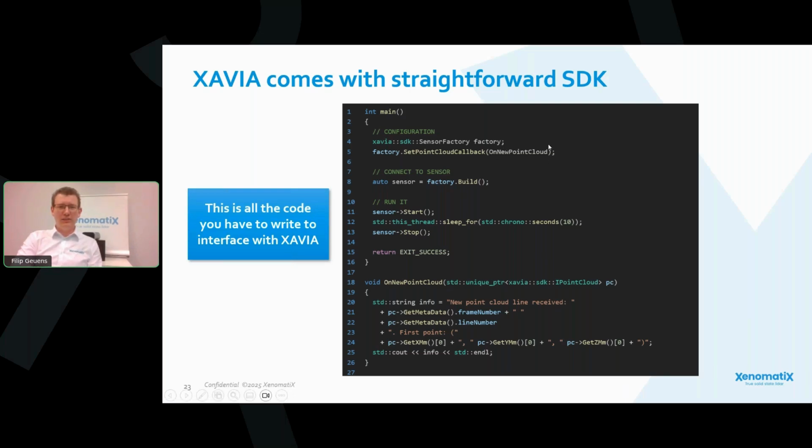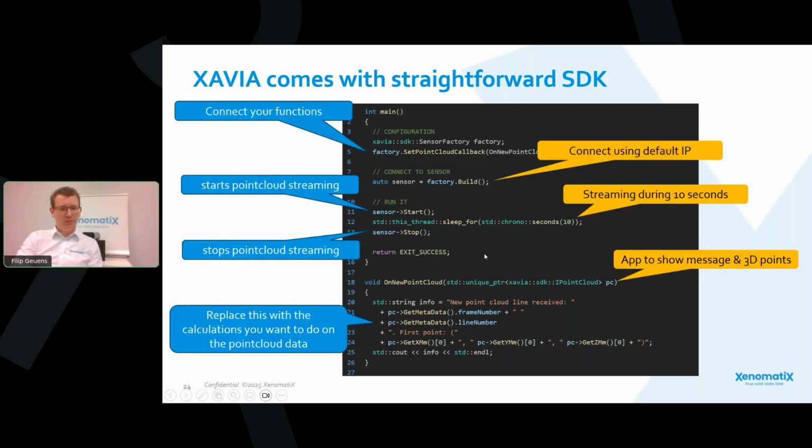The other element here is this on new point cloud callback, which is actually the function that you see below. This is an example of how the point cloud comes into your code. So for every line that comes in, you get a reference to this point cloud element, and you can access all the information that is necessary to do any of the applications.